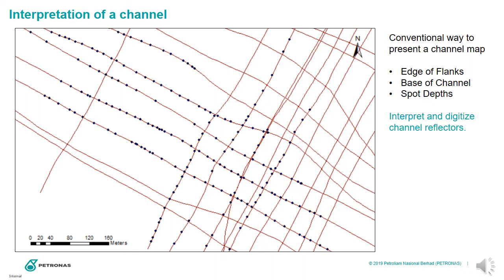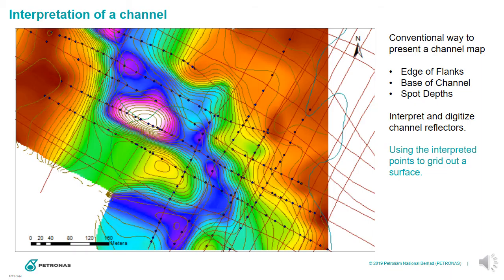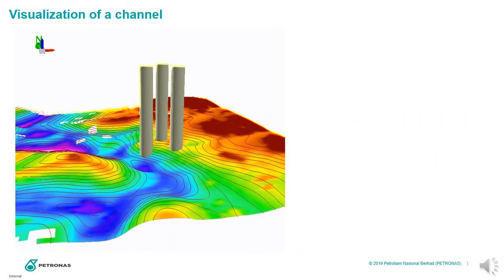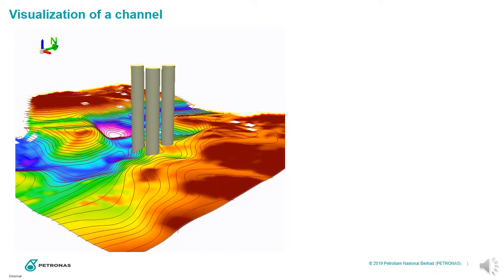The points shown here represent the depth of the points that are tagged along the channel, as observed from the sub-bottom profiler data. These points are then gridded into a surface that represents the channel. It is obvious that denser line spacing and closer interpretation picks would reduce interpolation uncertainties and give improved results. Put the surface onto a 3D frame and we have this, a 3D visualization of the subsurface channel.